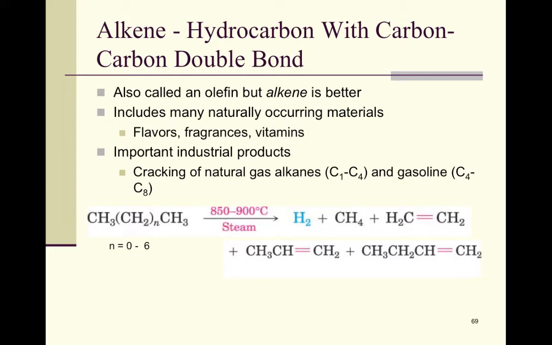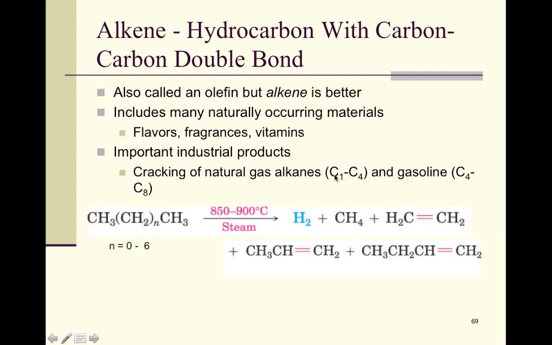Important industrial products. We can take the reaction of cracking of natural gas. Natural gas is when you have alkane chains between 1 and 4 carbons, and gasoline is when you have 4 to 8 carbons. So when we take a look at this reaction here, this is the cracking industrial method of cracking. This is a reaction you definitely want to know.